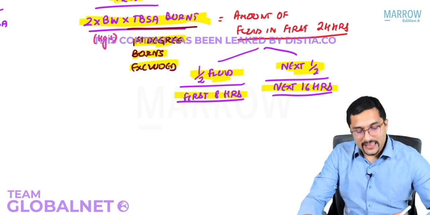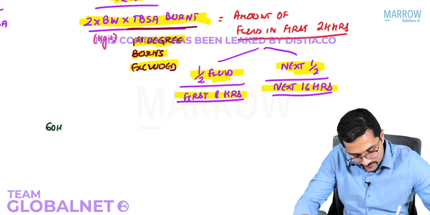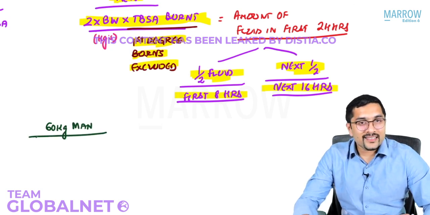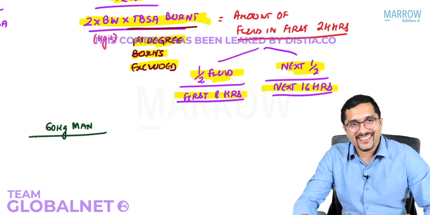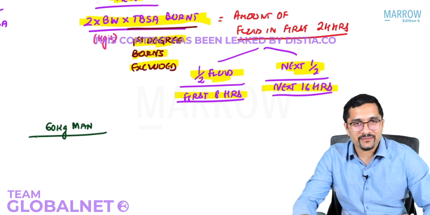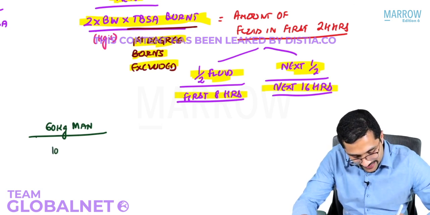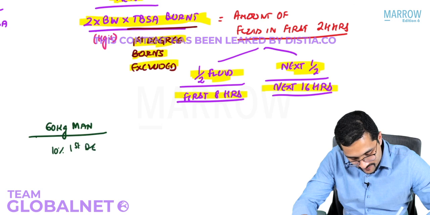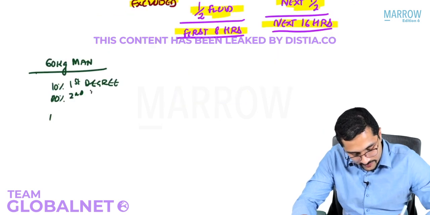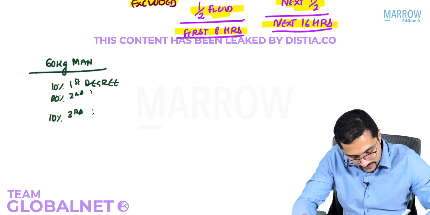So let's consider an example here. We have a 60 kg man, and this 60 kg man commits a cardinal sin of forgetting his wedding anniversary date, right? So he's forgotten his wedding anniversary date and he's reached home. The wife is livid with this guy and she throws hot water at him. So the poor guy sustains 10% first degree, 10% second degree, and 10% third degree burns, right?